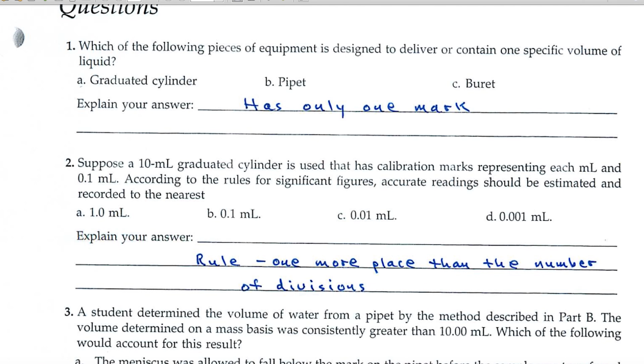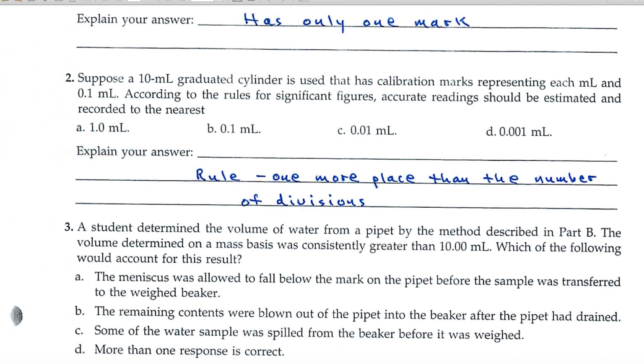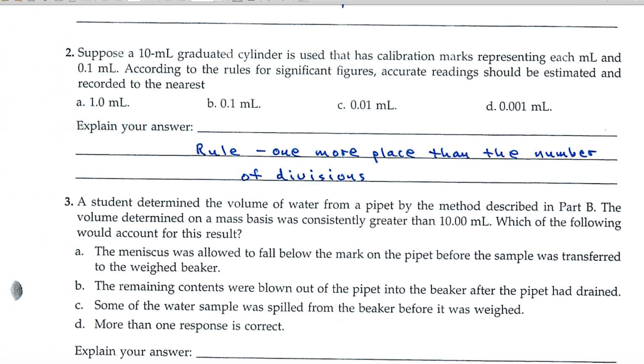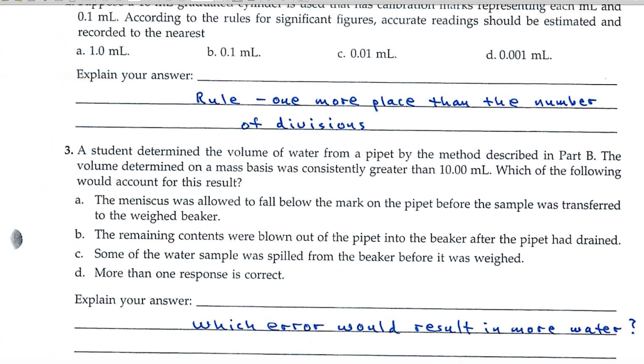Which of the following pieces of equipment is designed to deliver one specific volume? Look for the one that has only 1 mark. One of these 3 only has 1 mark. Number 2, suppose the calibration marks were 0.1. Which of these numbers would be the accurate volume? Well, remember the general rule. We can estimate one more place than the number of divisions. If we've got divisions to the 10th, we can estimate to the 100th.